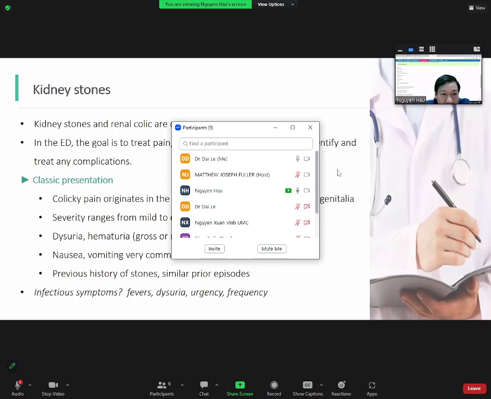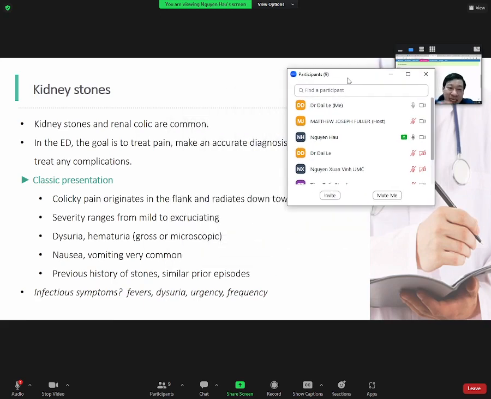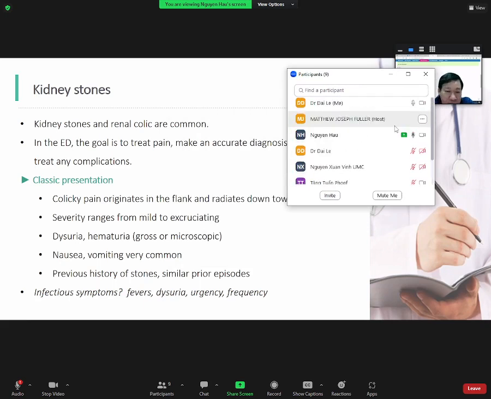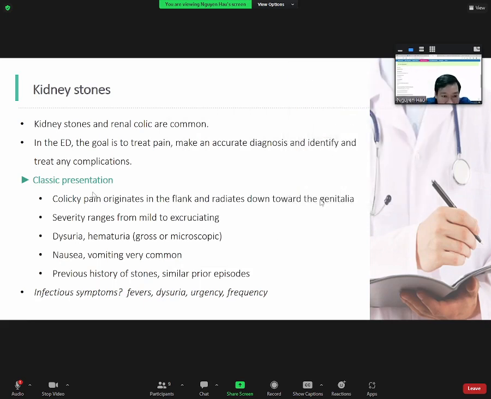And kidney stone is very common in the emergency department. In the emergency department, the goal is to treat pain, make an accurate diagnosis, and identify and treat any complication, especially infection, because the patient can die very quickly when you send them home with some medication. Classic presentation: colicky pain.